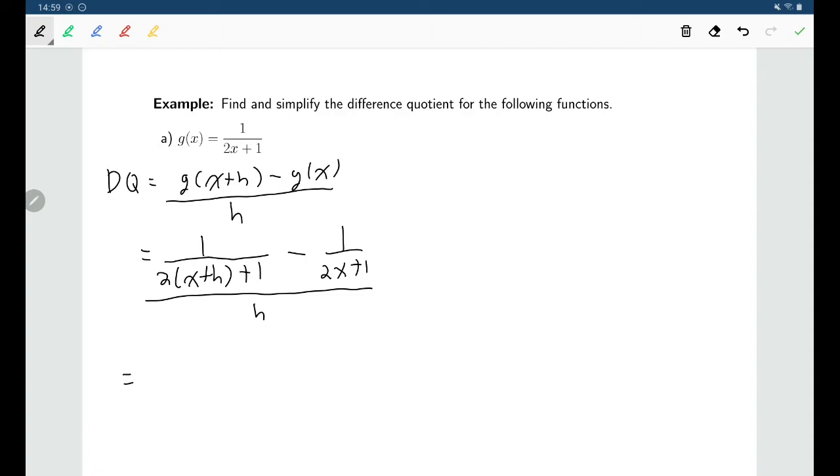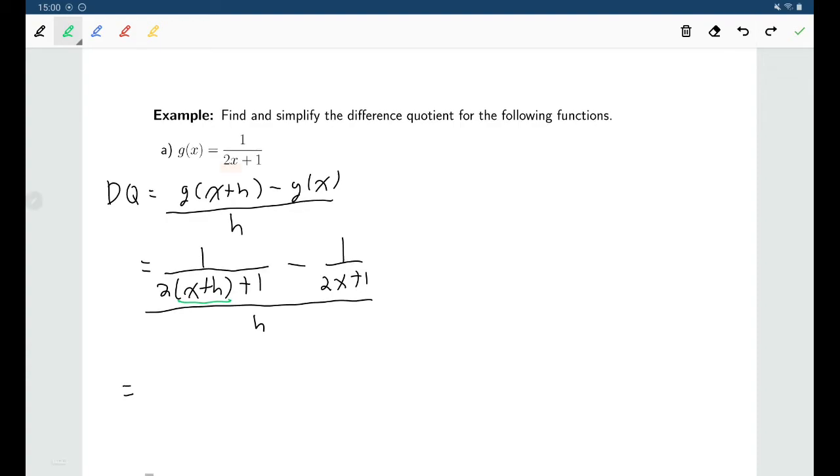Now notice here that when I replaced x with x plus h, I put it in brackets. The reason for that is that in the original function, the input is being multiplied by 2, so for g of x plus h, all of x plus h needs to be multiplied by 2. So therefore I'm going to be putting that in brackets. I don't want to just have the x multiplied by 2. I want the entire input, which is x plus h, multiplied by 2.